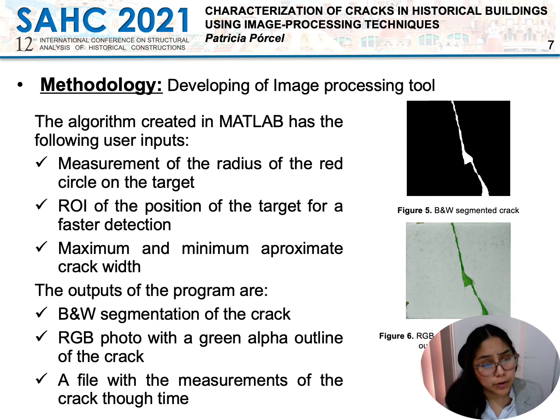After that, the program runs automatically and we get three outputs. First, a log of all of the frames of the monitoring process in black and white with the segmented crack; an RGB photo with a green alpha outline of the crack for all of the frames in the monitoring process; and finally a file with the measurements of the cracks through the time of the monitoring process. In this file we get the height, the width, and also the area.